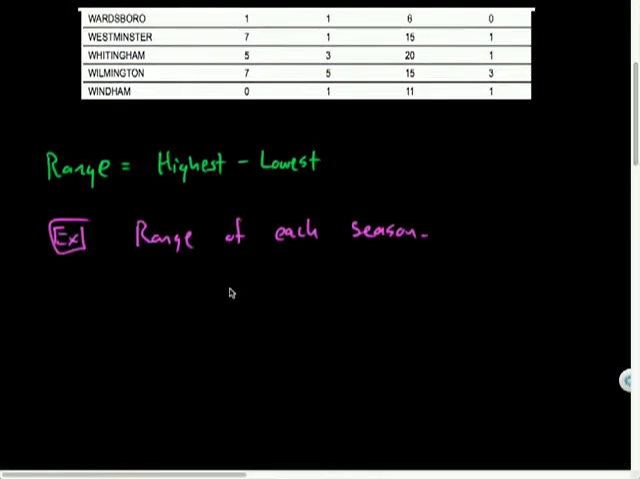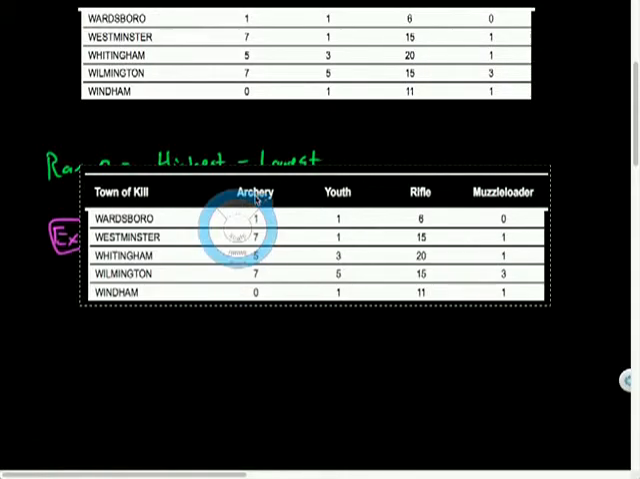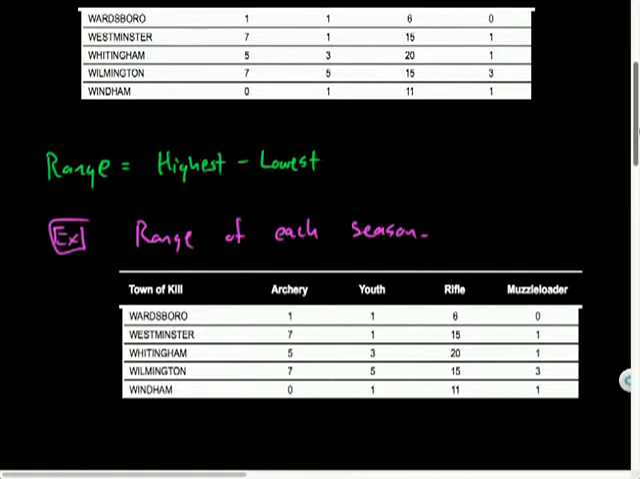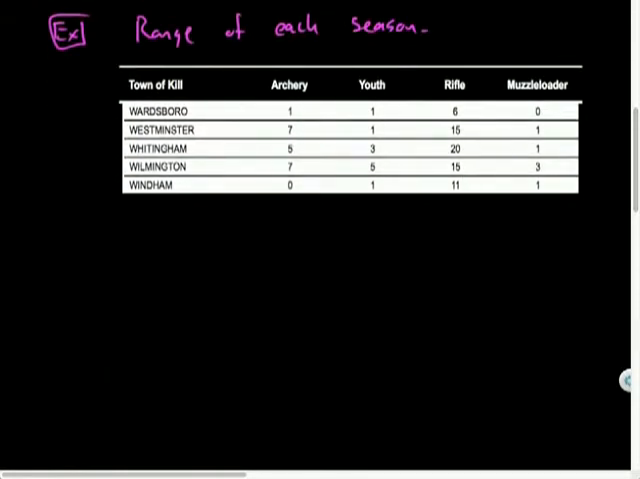Okay, so the range for archery season: the highest number is 7 and the lowest number is 0, so the range is 7. For the youth season, the highest number is 5, the lowest number is 1, so the range is 4. For rifle season, the highest number is 20, the lowest number looks like 6, so the range is 14. And for muzzle loading, the highest is 3, the lowest is 0, so the range is 3. So I just want to point out that that represents how spread out the data is.